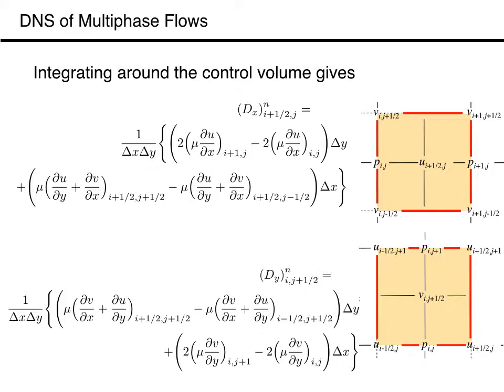Similarly, the y component of the viscous stresses consists of the difference in the viscosity times the sum of the x derivative of v and the y derivative of u on the left and right times delta y, plus the difference in the viscosity times the rate of change of the v velocity in the y direction on the top and bottom boundary times delta x.